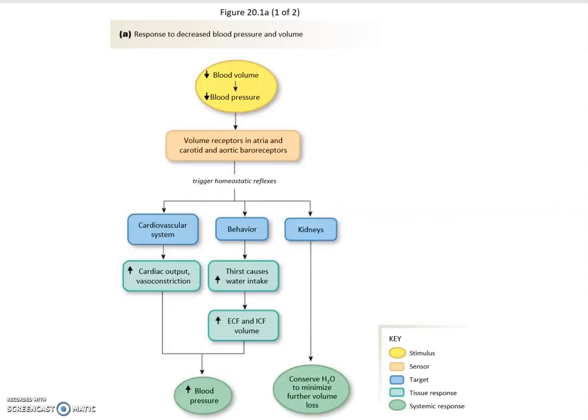Here's a flowchart that shows you your body's response to decreased blood pressure and volume. So as your blood volume is decreasing, your blood pressure is decreasing, and that is a big concern for your body. You have two very powerful systems to counteract a loss of blood pressure or blood volume, and that will be ADH and the renin-angiotensin-aldosterone system. So here in general terms, the volume receptors in the atria and the carotid and aortic baroreceptors will measure that loss in pressure and volume. And then your cardiovascular system will respond.